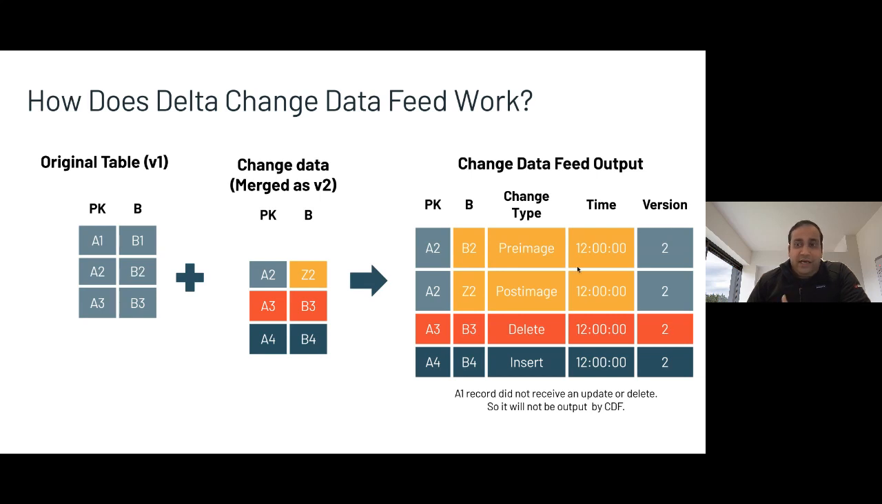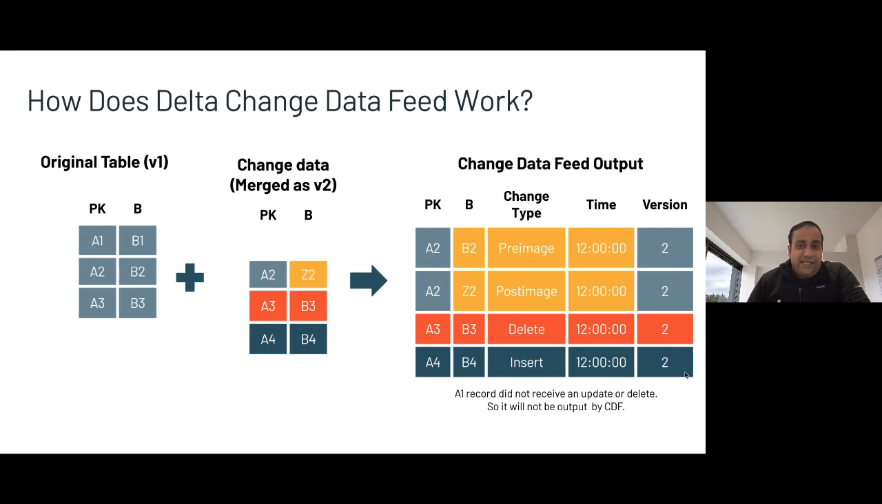Now, if the table had change data feed enabled on it, and we looked at the change data feed, we would get pretty good information. The first thing is I'm able to see that before the row changed, the value of A2 was B2, which was the pre-image, and it changed to the post-image, which was Z2. So now I know the value for my primary key A2 changed from B2 to Z2. I can also see that the A3 row was completely eliminated from my original data set, and we added a new B4 row to it.